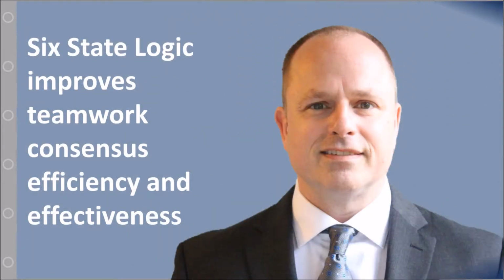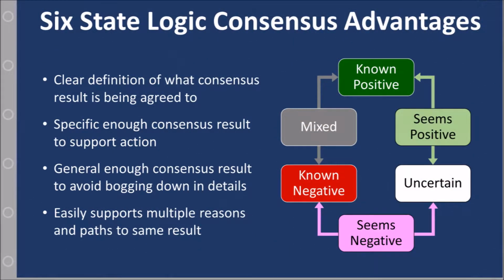This podcast number 6 describes how six-state logic enables teams to efficiently and effectively reach consensus decisions about any evaluation topic. Teamwork improves the quality of decisions, but comes at the cost of reaching consensus. Balancing the benefits and cost of teamwork is especially challenging when the topic of discussion is uncertain, as is many times the case for innovation management.